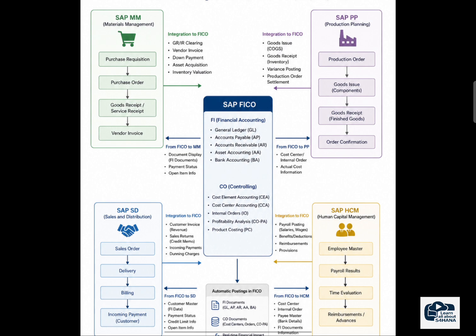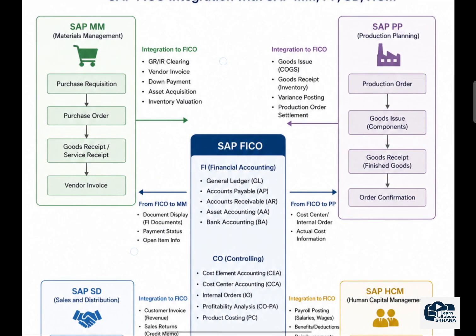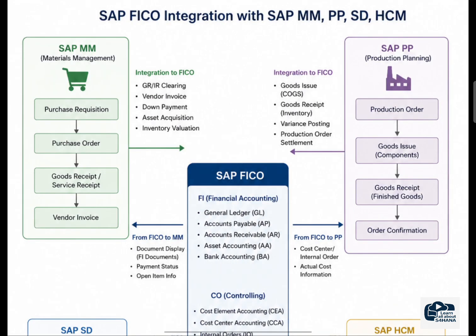So imagine a manufacturing company purchasing raw materials like steel rods. First, why the integration with FICO is happening. When an organization purchases a raw material, the first thing they do in material management is the purchase requisition. The store department identifies a shortage. When they identify the shortage of a raw material, here steel rods, a purchase requisition is raised. Here no accounting happens yet.